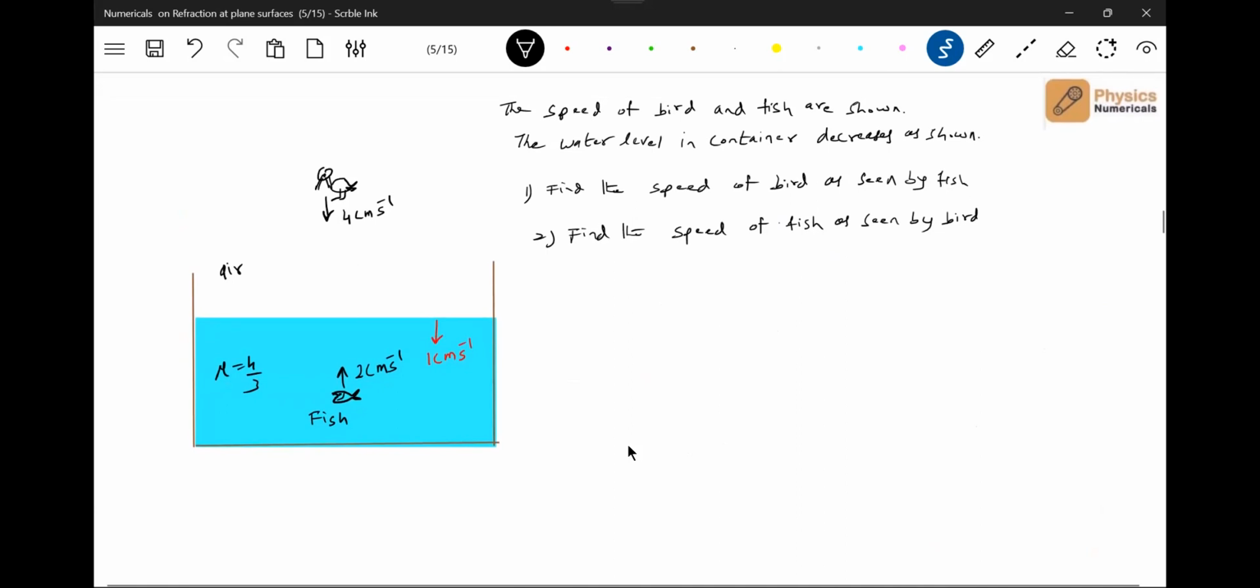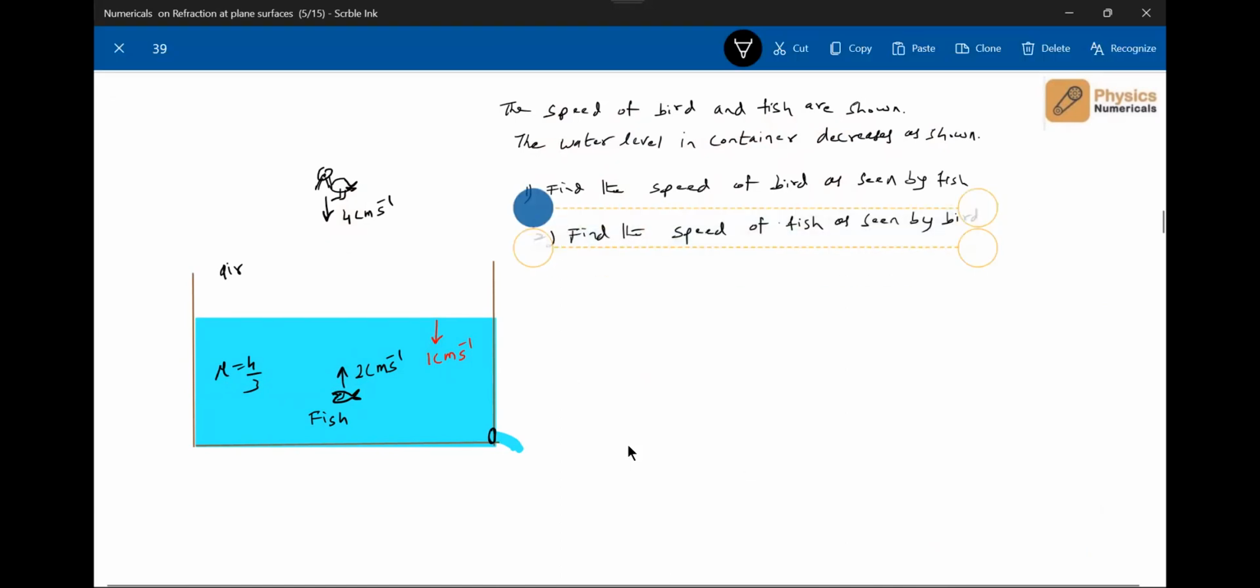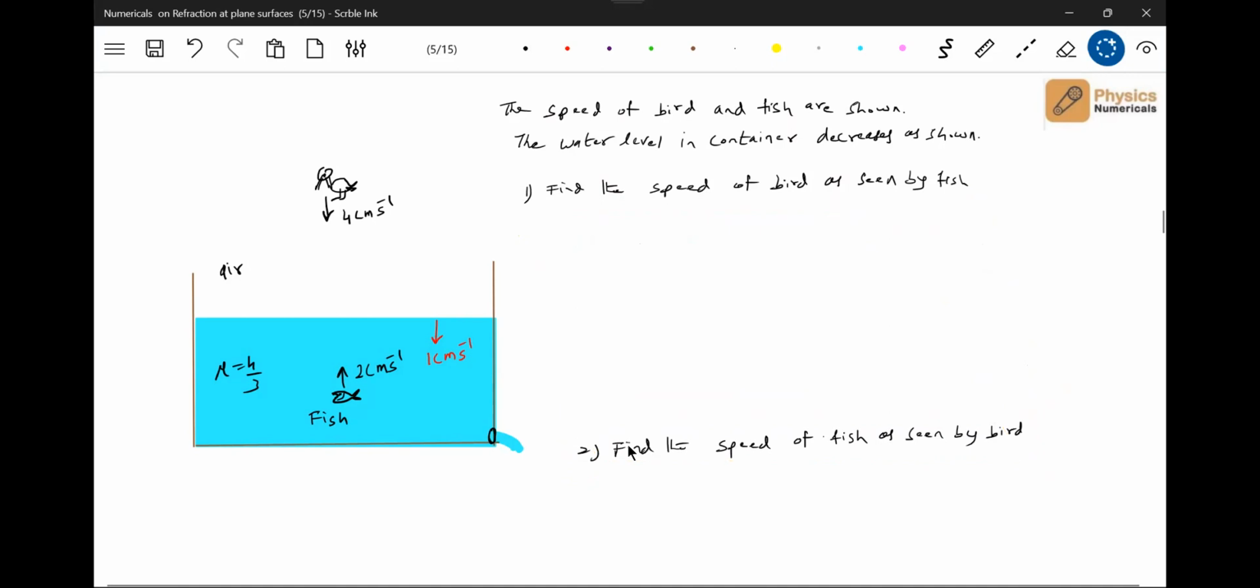Where the boundary is also in motion, where the water in the container decreases as shown. So here the water will flow out. This is a hole. The speed of bird and fish are as shown. The water in container decreases at 1 centimeter per second. The bird is moving down, fish is moving up. Find the speed of bird as seen by fish. Find the speed of fish as seen by the bird. One by one, I'll take it. Find the speed of bird.